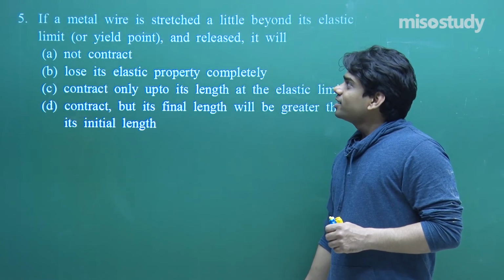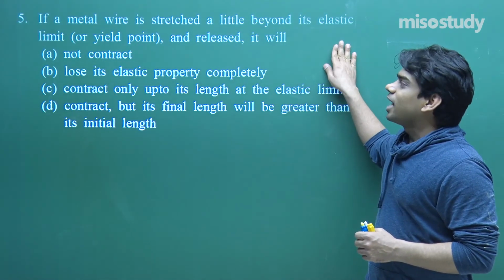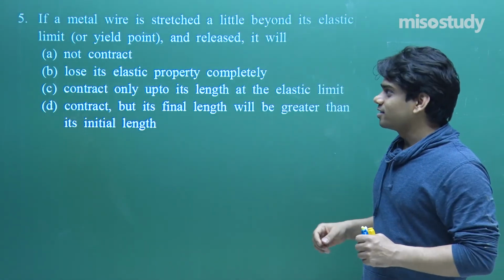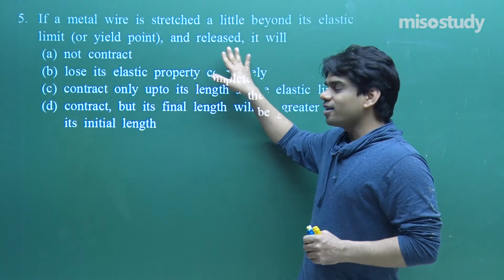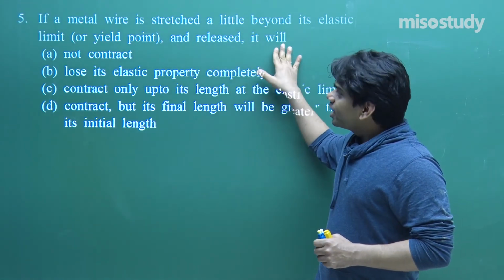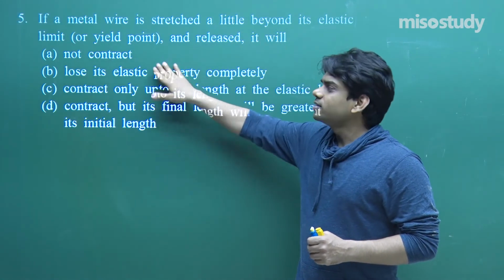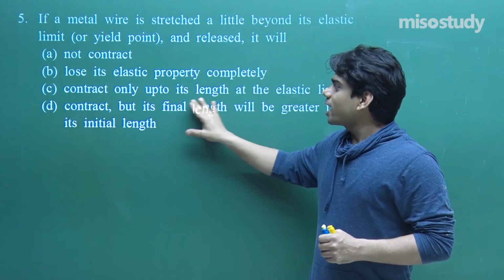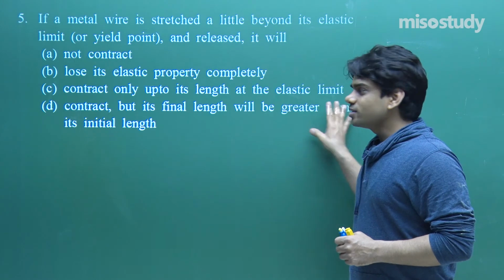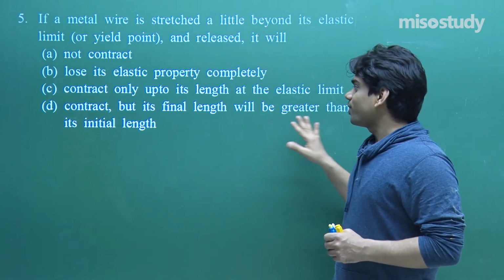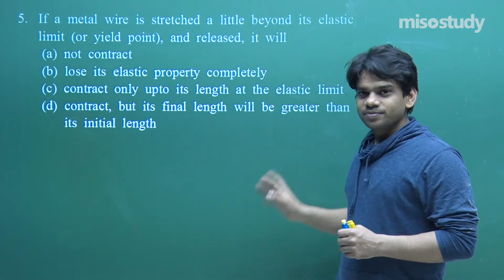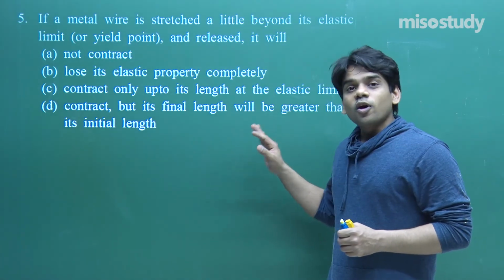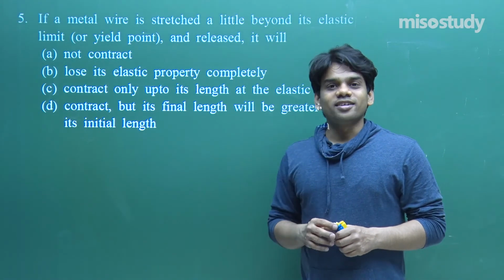If a metal wire is stretched a little beyond its elastic limit, you have taken a metal wire, it's stretched a little beyond its elastic limit or yield point and released. It will A, not contract, B, lose its elastic property completely, C, contract only up to its length at the elastic limit, D, contract but its final length will be greater than its initial length.